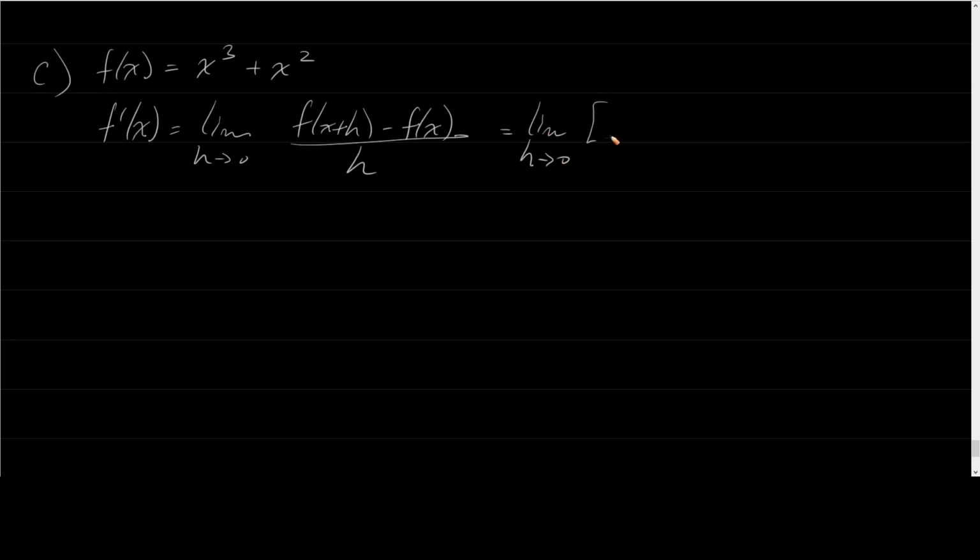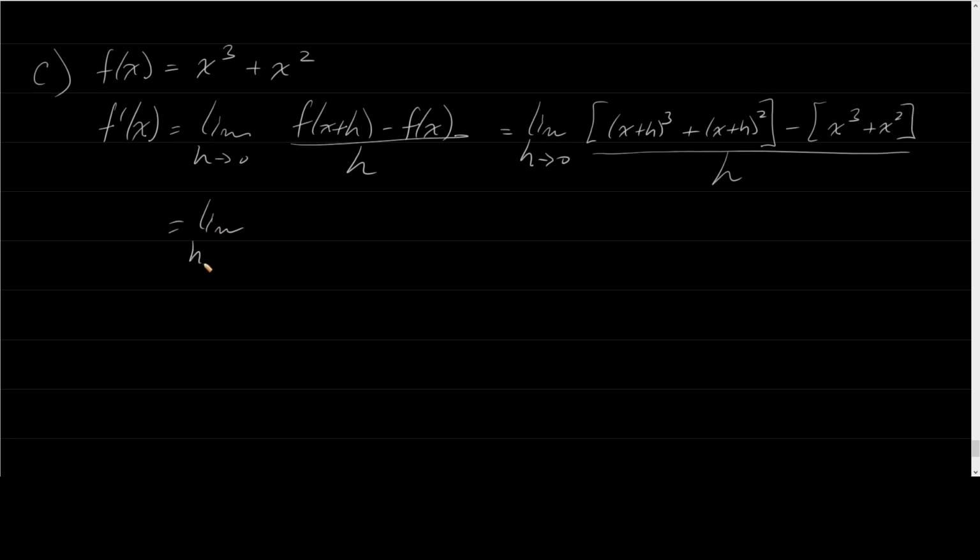So I have (x plus h) cubed plus (x plus h) squared minus, well, just f of x, which is going to be x cubed plus x squared. And all of this over h. So now we have the limit as h goes to 0. Now I'm going to expand this (x plus h) cubed. Actually, you know what? Before I expand that, let me show you how there is an easy way to expand things like that.